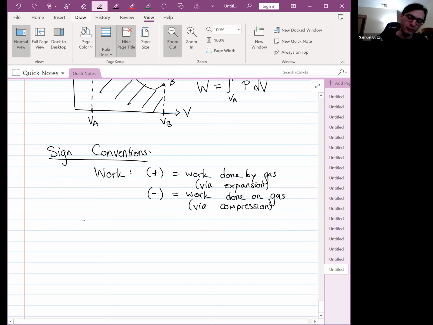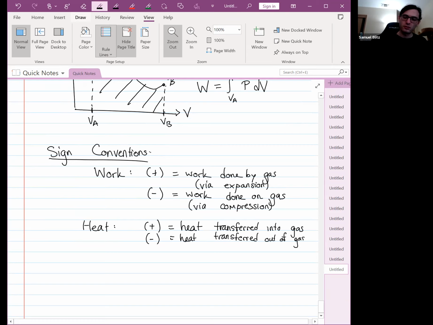Now, just as a quick reminder, for heat it was kind of the opposite. We said that heat was positive when the heat was transferred into the gas, and that the heat was negative when the heat was transferred out of the gas. So the sign conventions here are opposite, right? When the energy of a gas increases for heat, that means the heat is positive. When the energy of a gas increases for work, that means that the work is negative.